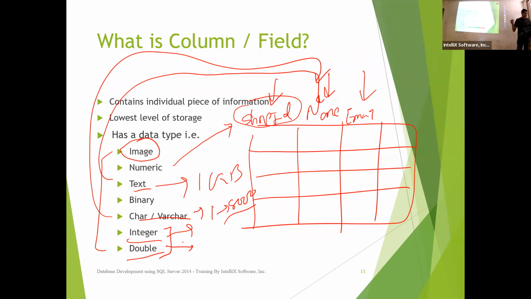So that's what this slide talks about. You can store an individual piece of information, and it has a data type. A column will always have some type of data type, which identifies what type of information you can store in that field. Any question?